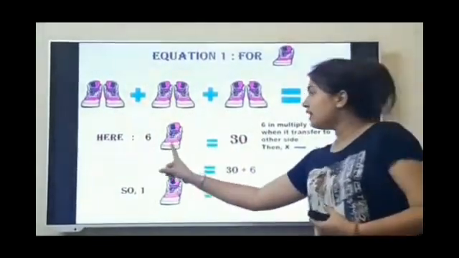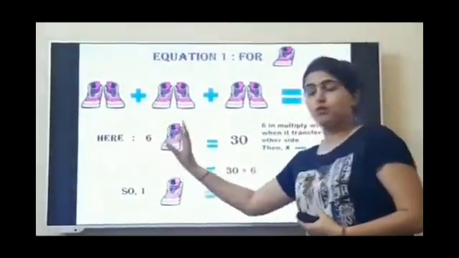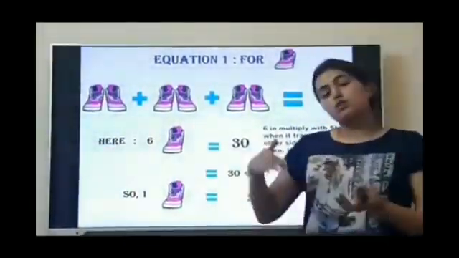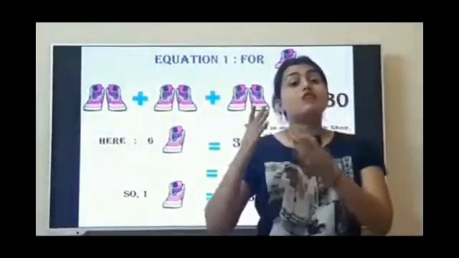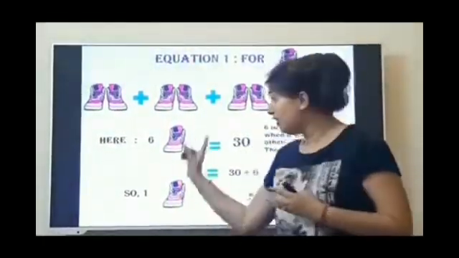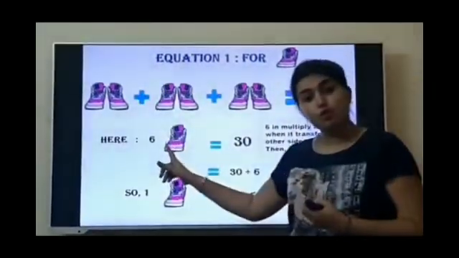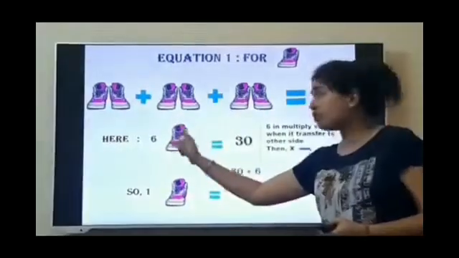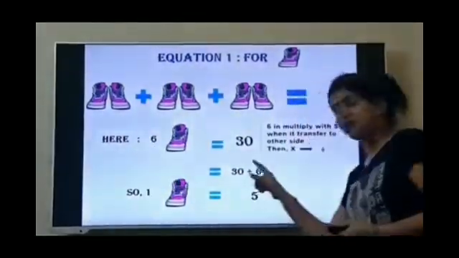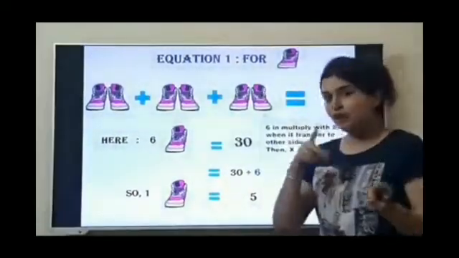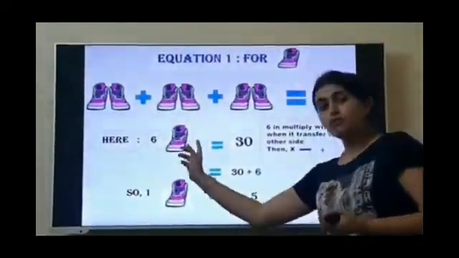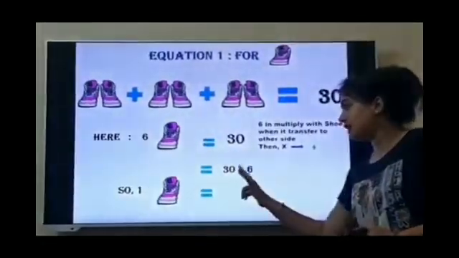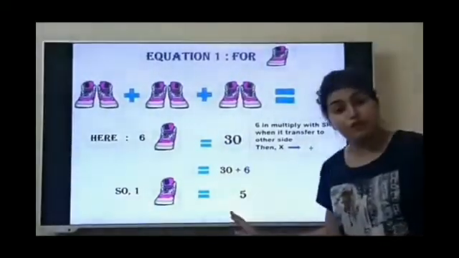Okay students, now here again 6 shoes equals 30. As I can see, there is no sign between these two. So whenever there is no sign between two, then there is a sign of multiplication in mathematics. So here 6 is multiplied with shoe, and to find the value of shoe, I have to make it alone. So I have to transfer this 6 to the other side. And as I explained, it is in multiply. When you move it to the other side, it will be divide. So 30 divided by 6, students, the answer is 5.